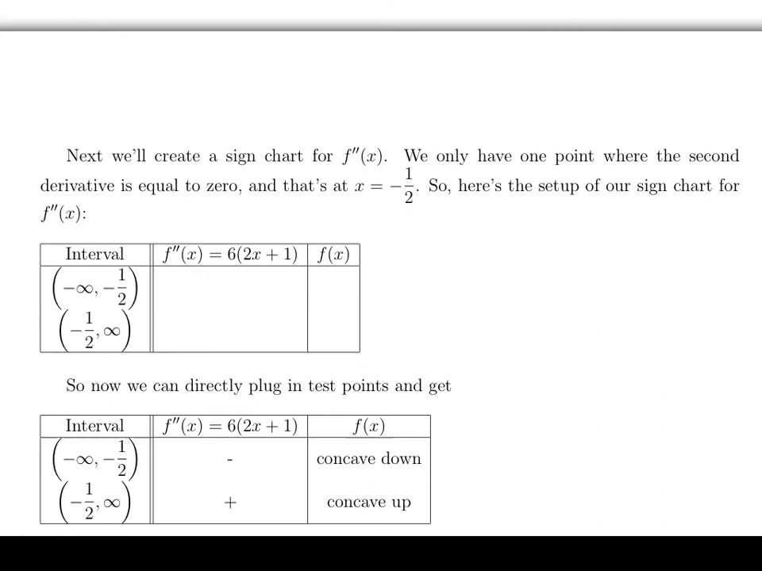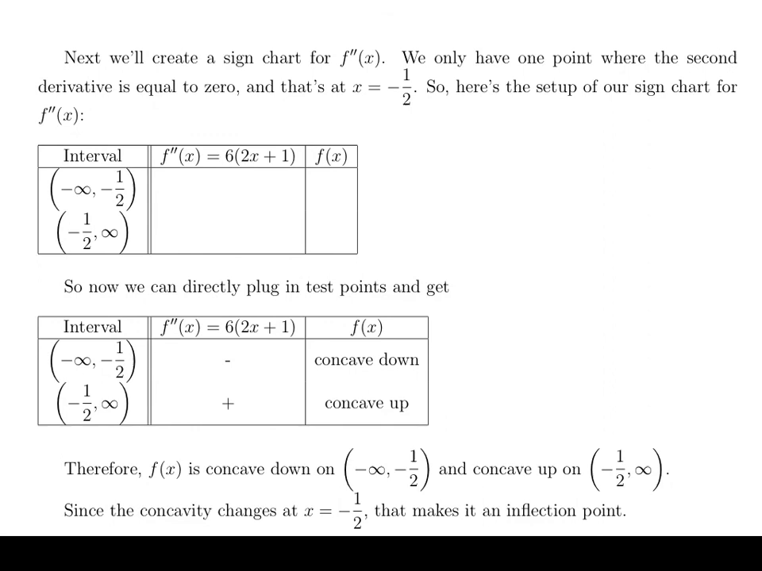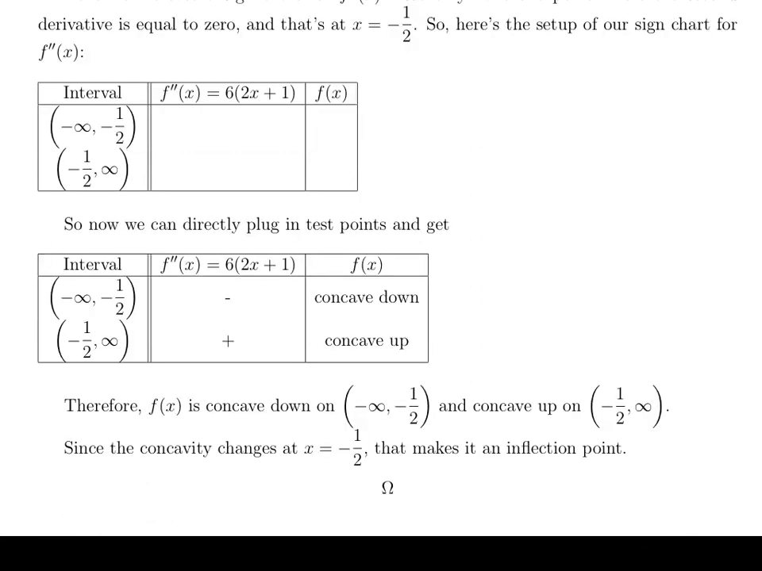So when we plug in those test points, then this is what we're going to get. We'll have a negative value on the first interval and a positive value on the second interval. So remember that a negative second derivative means that the curve is concave down. A positive second derivative means it's concave up. All right, so it should look like this. We have concave down from negative infinity to negative 1/2 and concave up on negative 1/2 to infinity. And then the last piece is that since the concavity changes at x equals negative 1/2, that makes it an inflection point. Okay, that's all for now.